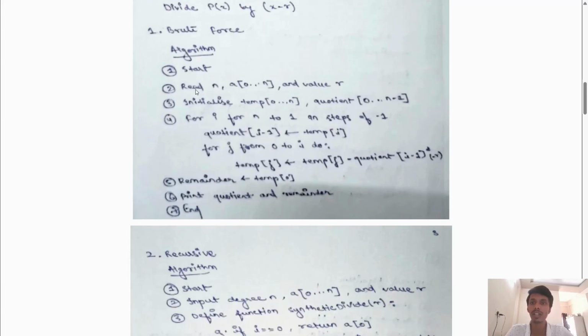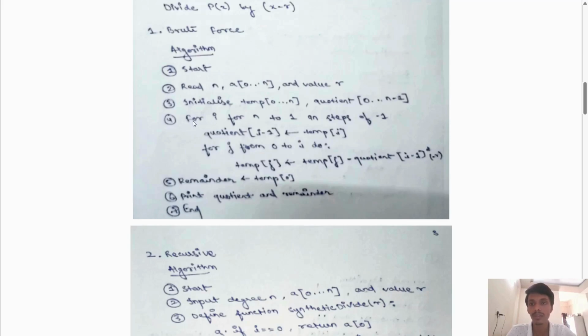Task 2 is to divide the polynomial p(x) by x minus r. In the brute force algorithm, we read all the coefficients like n, the degree of the polynomial, all the terms a0 to an, and the value r by which we have to divide. We initialize a temp array from 0 to n and a quotient array from 0 to n minus 1.